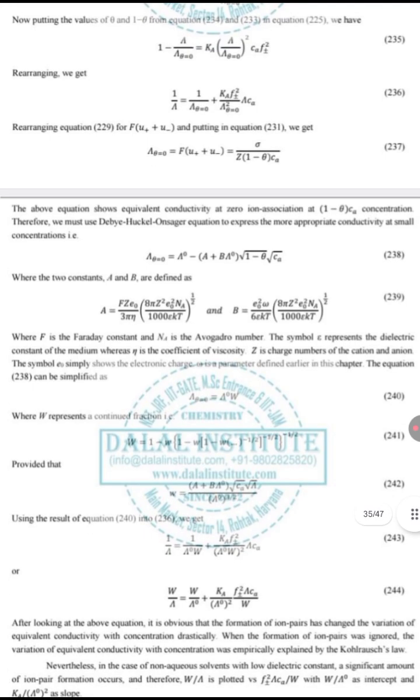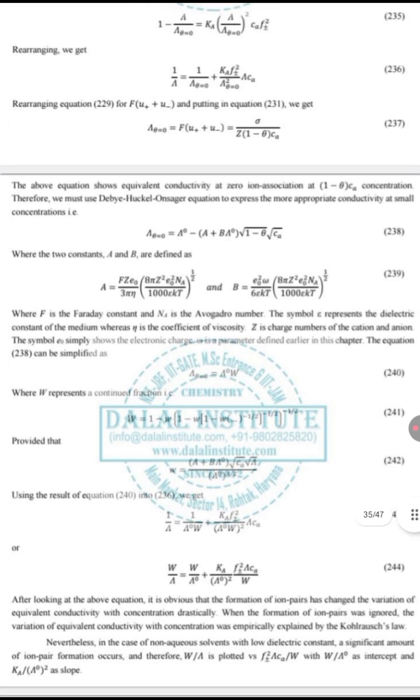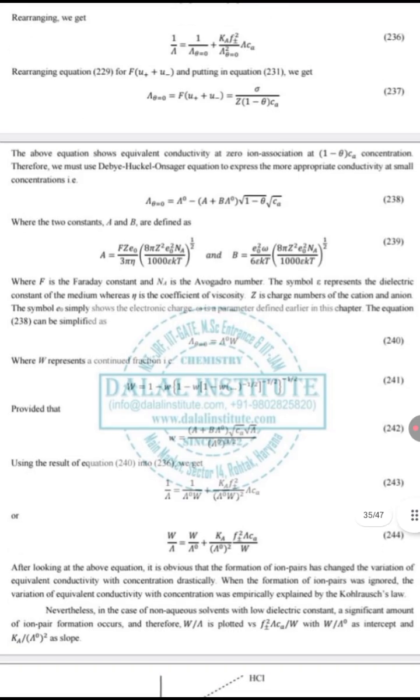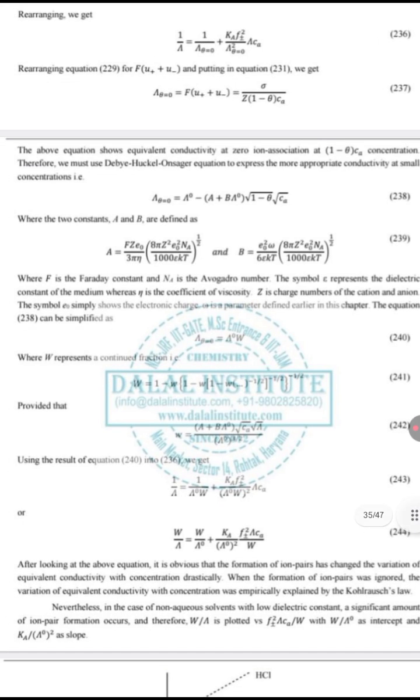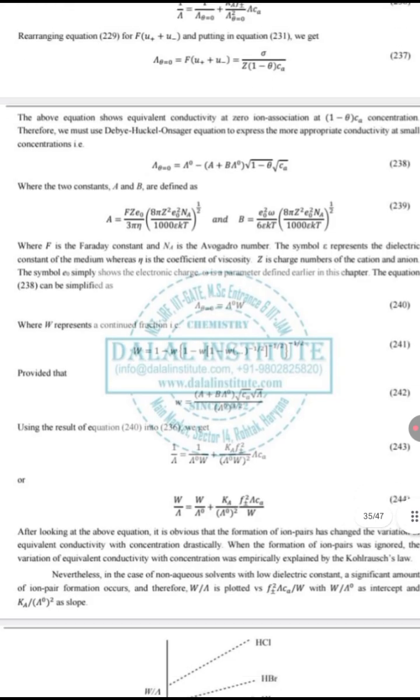Now putting the values of theta and 1 minus theta from equations 234 and 233 in equation 225, we have (1 minus lambda by lambda at theta equals 0) equals Ka into (lambda by lambda at theta equals 0) the whole square into Ca into (f plus minus) square, equation 235. Rearranging, we get 1 by lambda equals 1 by lambda at theta equals 0 plus Ka into (f plus minus) square into lambda into Ca divided by (lambda at theta equals 0) square, equation 236.